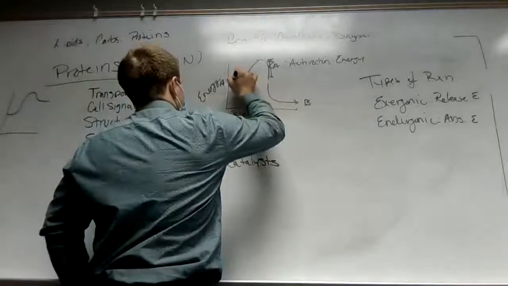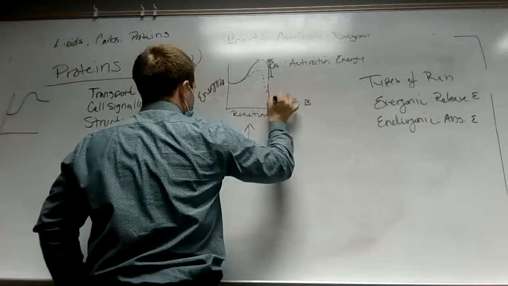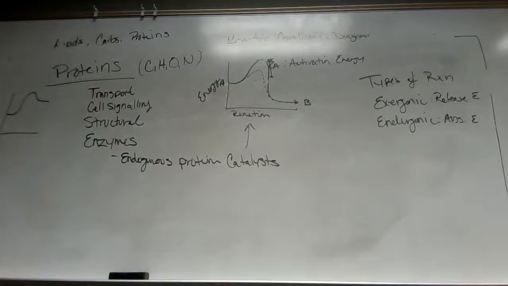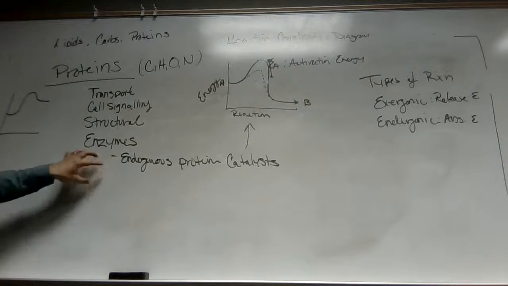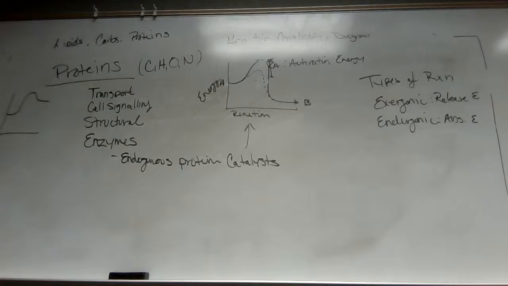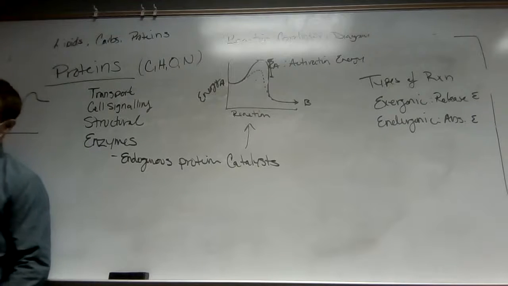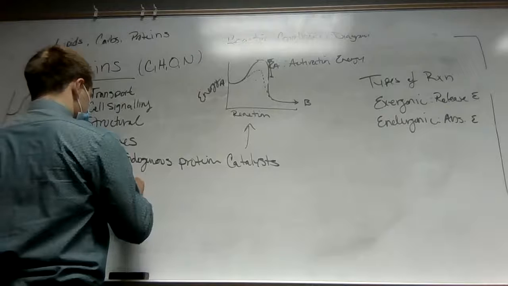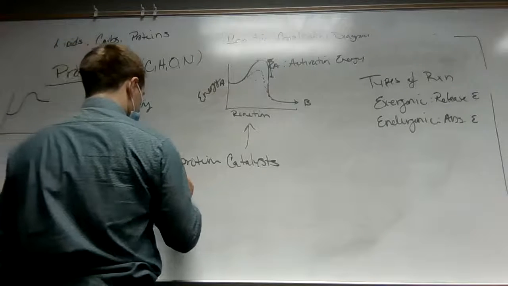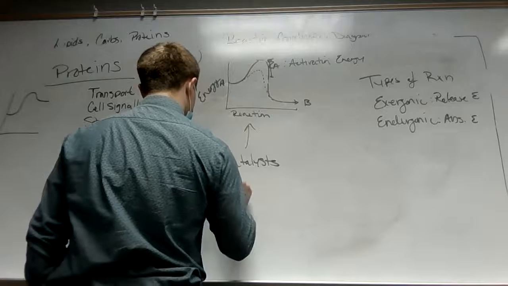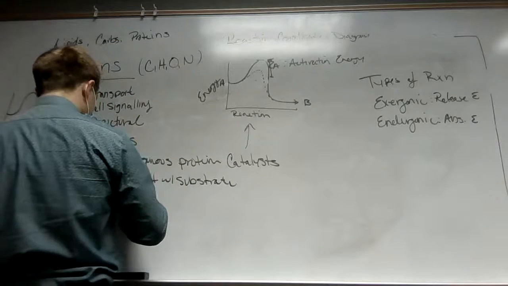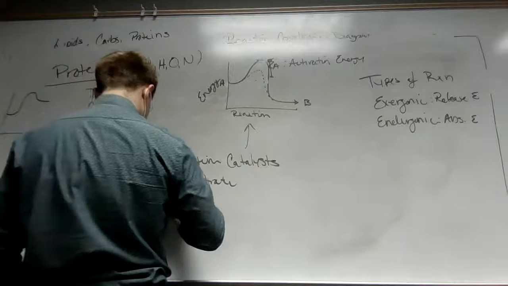So what a catalyst does, it provides an alternate route with a lower activation energy. And that's why it helps accelerate or speed up the reaction. We can have catalysts that are inorganic, but in the body, at least with this section, we're going to be most interested in enzymes, which are protein catalysts. Does that make sense? Enzymes interact with a substrate via what's called an induced fit model.